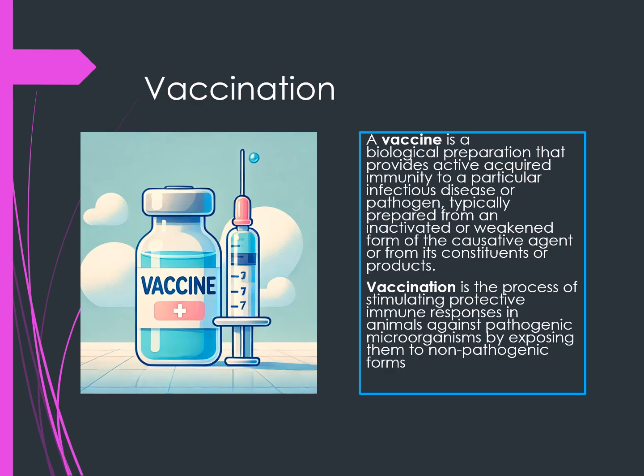A vaccine is a biological preparation that provides active acquired immunity. It's a substance used to stimulate immunity to a particular infectious disease or pathogen. It's typically prepared from an inactivated or weakened form of the causative agent or from its constituents or products. Vaccination is the process of stimulating that protective immune response in animals against pathogenic microorganisms by exposing them to a non-pathogenic form.